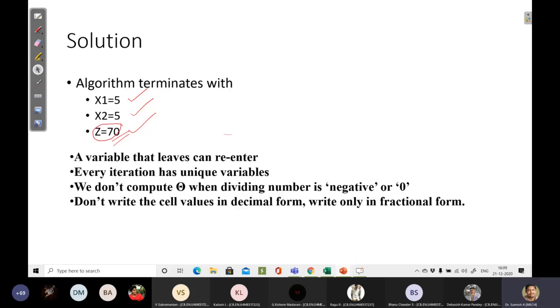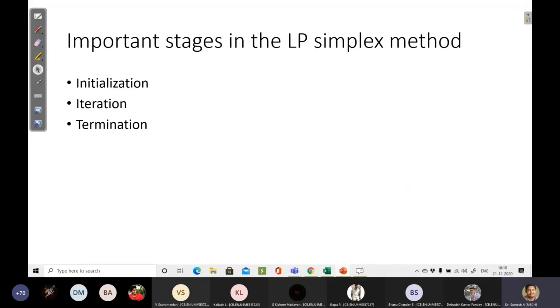Instead of z as 70, if you solve a minimization problem as a maximization problem, you will get the value of z as minus 70. So this is the only difference: you get minus 70 for the maximization, and you can convert it back into minimization as rupees 70. That will be the only difference for minimization problems. But when the constraints vary, that is not the case.